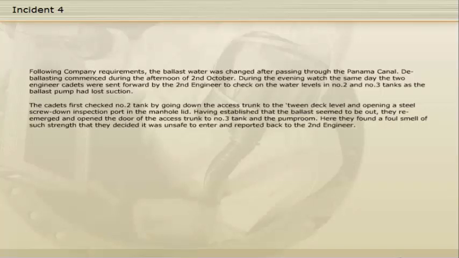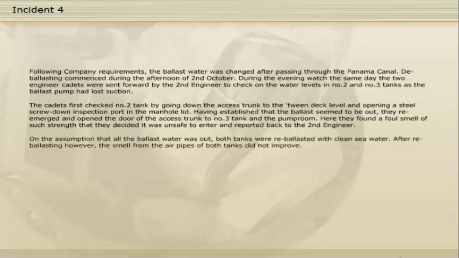Here they found a foul smell of such strength that they decided it was unsafe to enter and reported back to the second engineer. On the assumption that all the ballast water was out, both tanks were reballasted with clean seawater. After reballasting, however, the smell from the air pipes of both tanks did not improve.